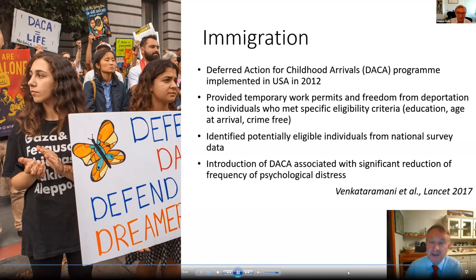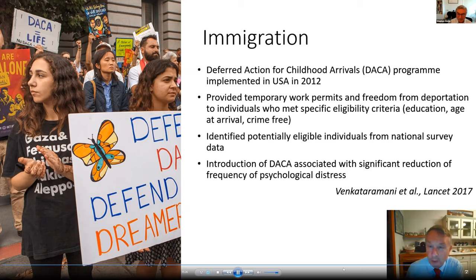And we can see a few examples that are directly relevant to the issue of migration and migrants and ethnic minorities. This was a study that looked at the Dreamers legislation. This was where children had come to the United States with undocumented migrant parents, and the program allowed them to have temporary work permits and freed them from the threat of deportation. This study identified people who were potentially eligible for the Dreamers intervention, and it showed that once that policy was brought in, there was a significant reduction in their psychological distress.